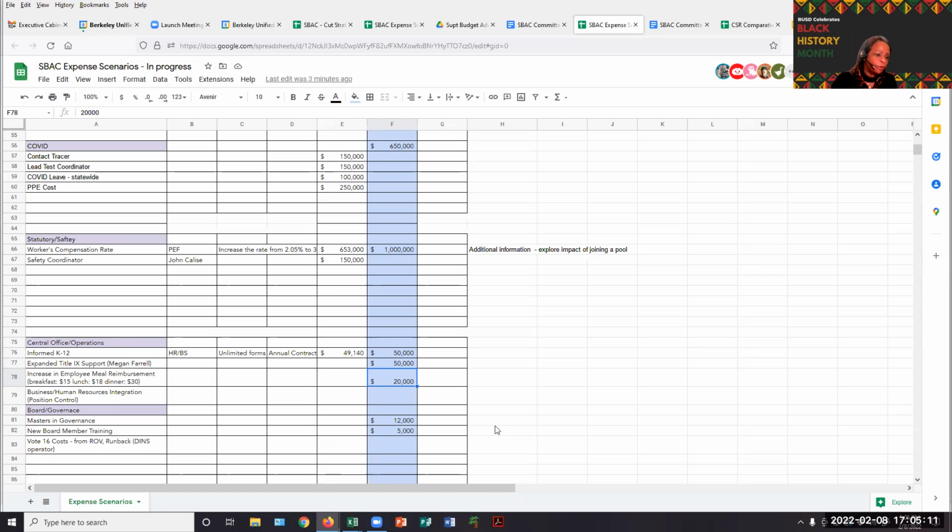Our meal reimbursement, this was one of the things that came up when we were looking at our committees, right, Brent? The increase in employee meal reimbursement. Again, this is an ask, $20,000, just to increase the cost so that employees can be reimbursed for what we think the meals will cost.